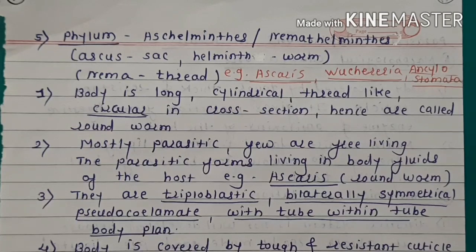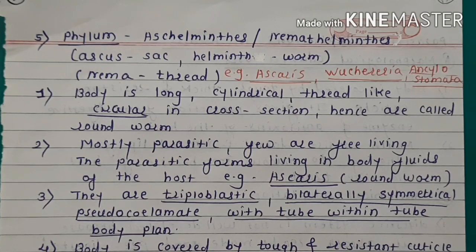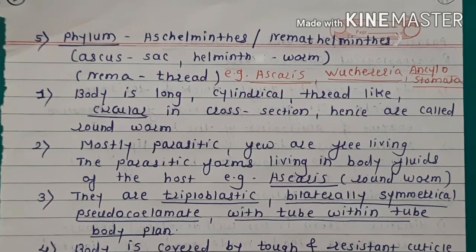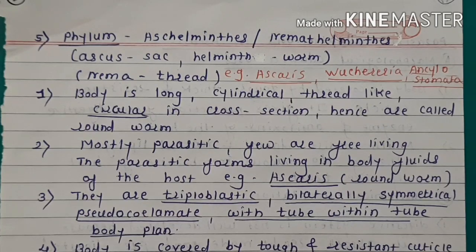Today I am going to teach you the remaining phyla of Non-Chordata. Fifth phylum, Aschelminthes. Ascus means sac. Helminth means worm. So it is called Aschelminthes. The body is long, cylindrical, thread-like, circular in cross-section.